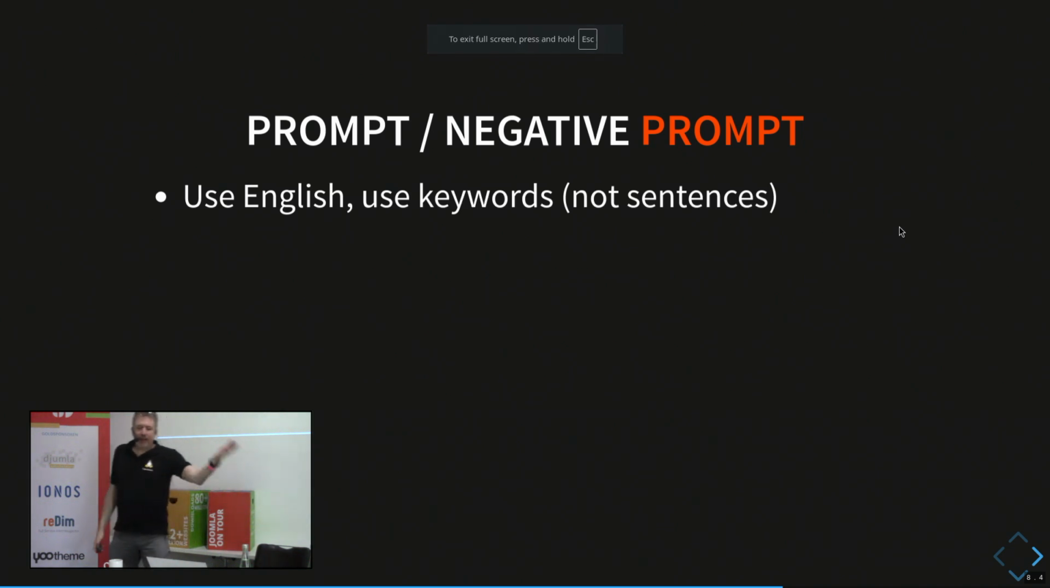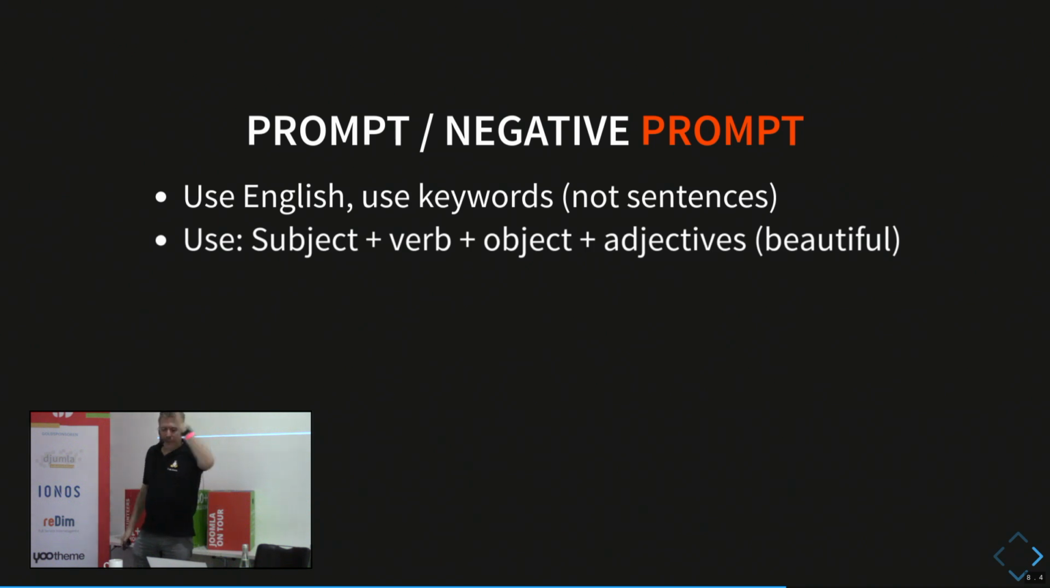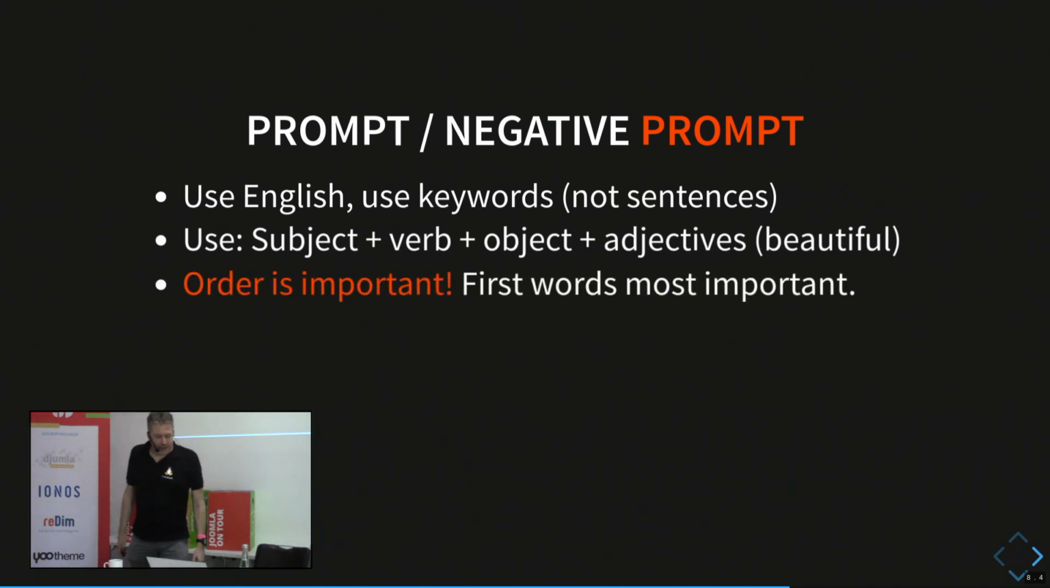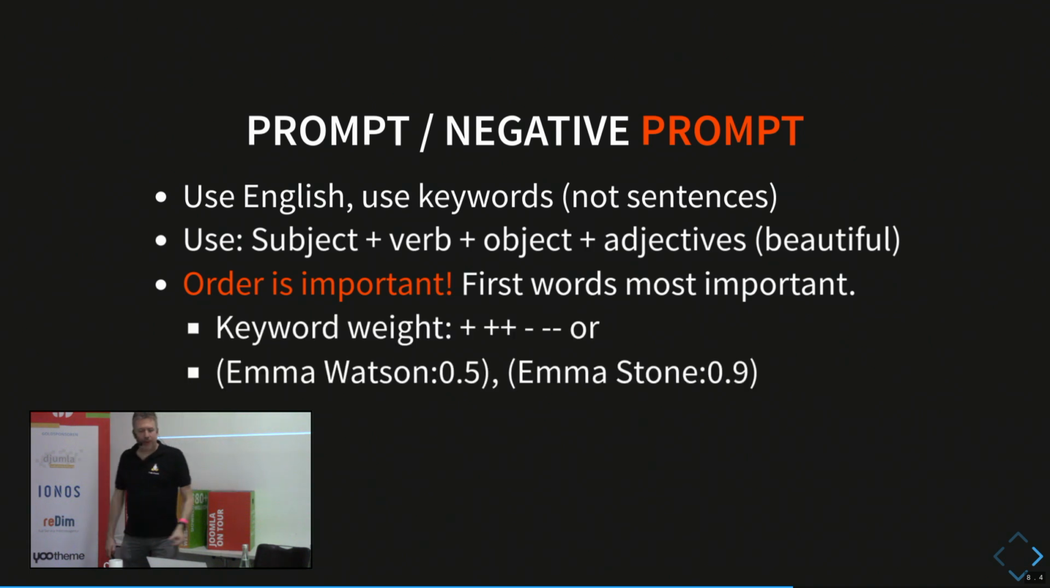So, a negative and positive prompt: use English, use keywords and not sentences. A subject, a verb, an object, and adjectives. And order is important. What you start with is the most important. But you can also give weight. For instance, I might generate an image of Emma Watson and Emma Stone, both the Emmas. If I don't give a weight, then it will look like Emma Stone, because she was mentioned first. If I give weight to the keywords, then it will be a mixture of both.